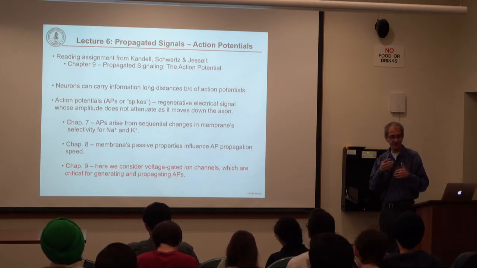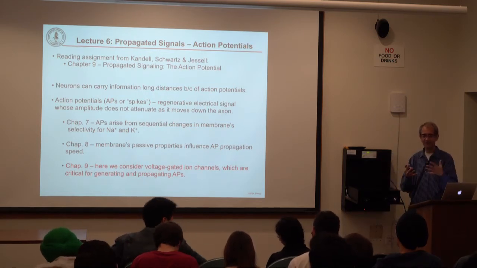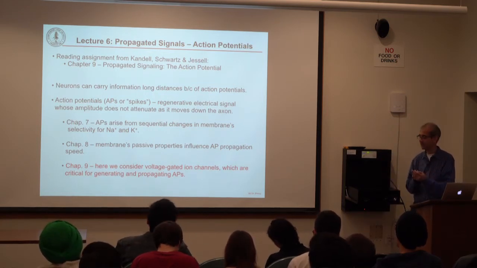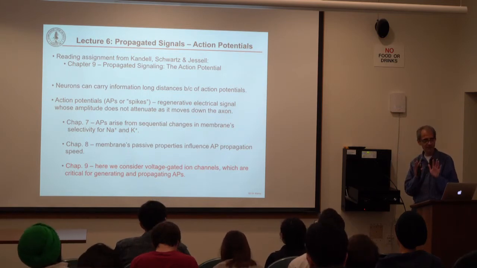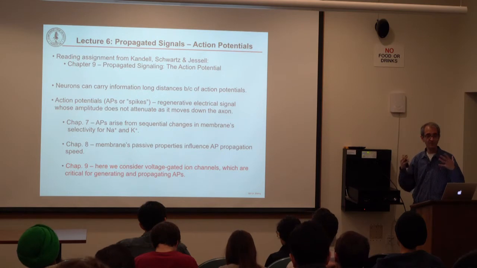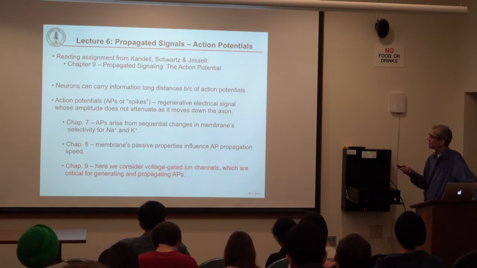So we can stop foreshadowing things, but hopefully we now have all the constituent parts in place so that it's really easy and intuitive to stick it all together and just see it really written out, hopefully very clearly, how we generate and propagate action potentials. All right? So the reading is here.